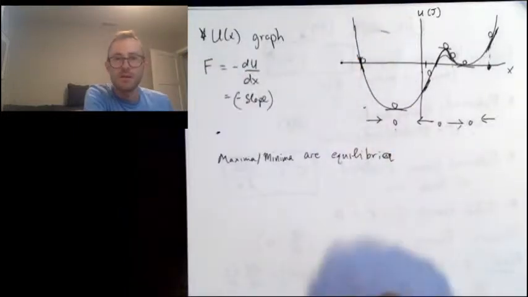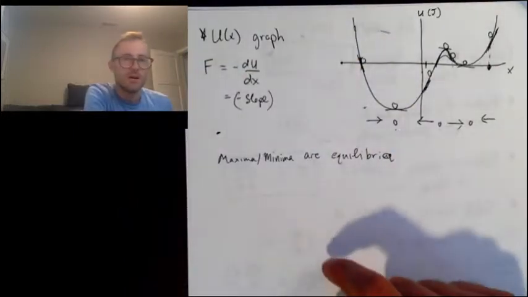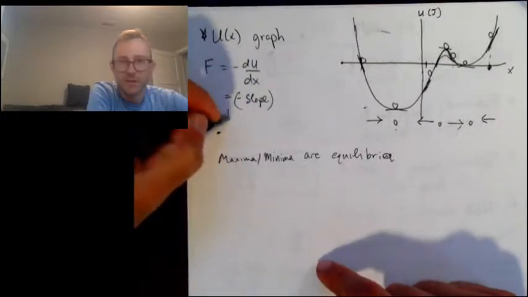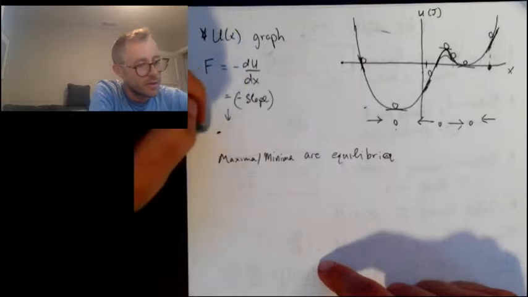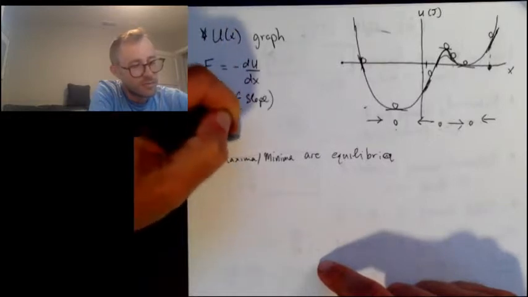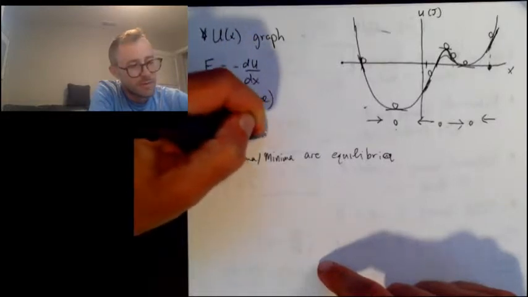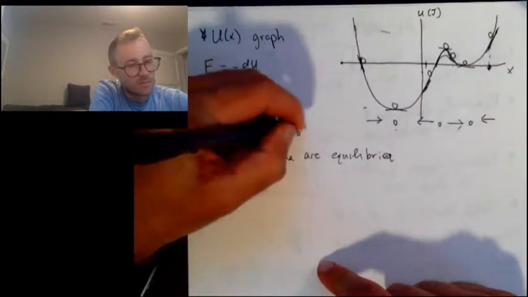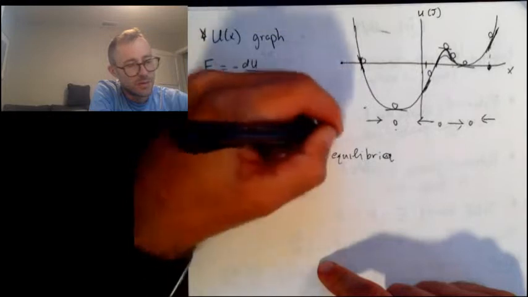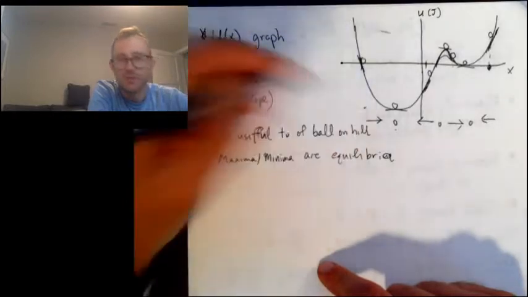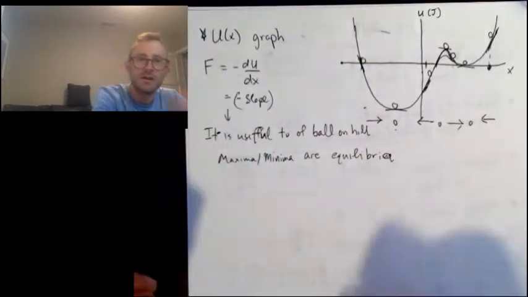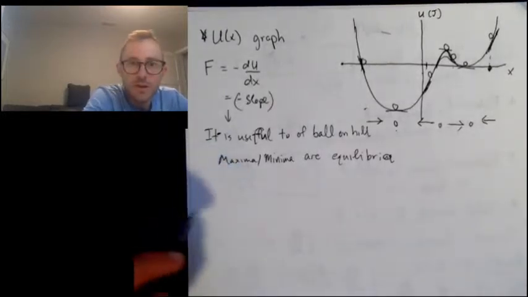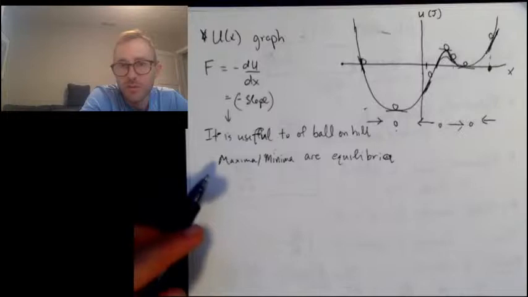Equilibria. Okay? I want to write that down for a sec. Write down that other useful thing: it is useful to think of a ball on the hill when looking at these graphs. The maxima and the minima are equilibria.